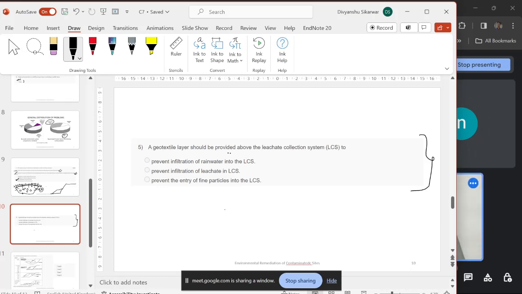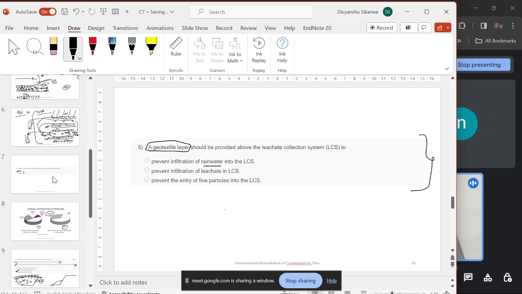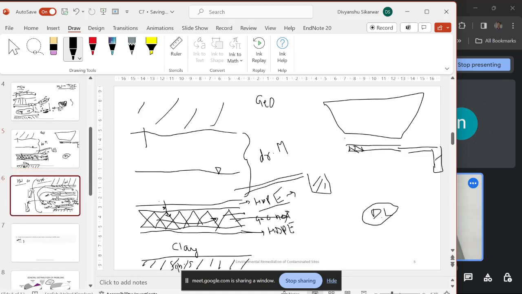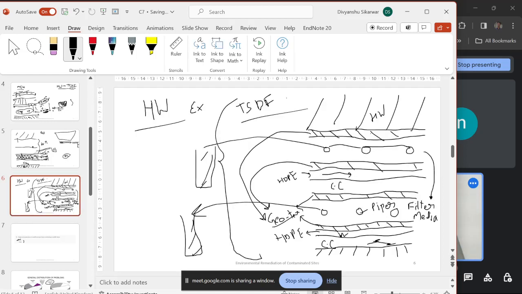Geotextile layer. That is geomembrane for water. We sort of provide an impermeable layer above, normally. This is geotextile. So why are we providing geotextile here at this location?